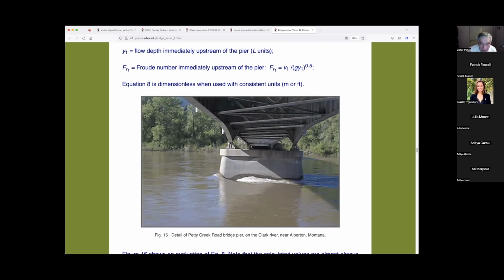Alberton, Montana. As you know, there's thousands, hundreds of thousands of bridges throughout the United States, bridges that are used to cross rivers. So there's a lot of situations like this. This is just an example that I pulled out from a report of a bridge scour.